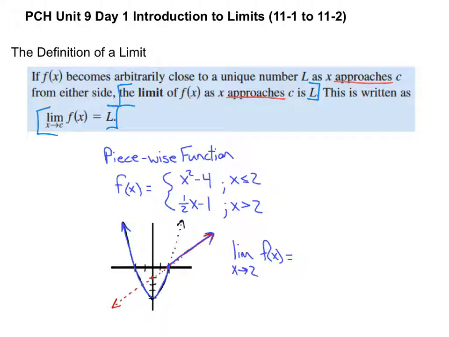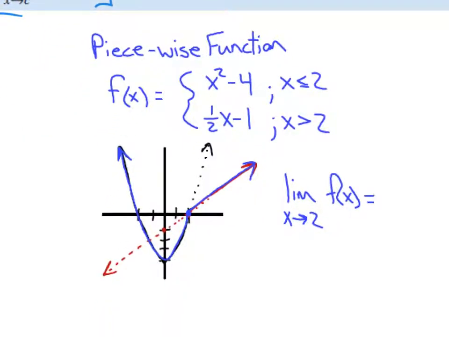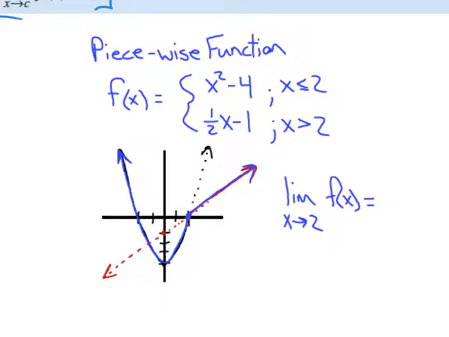Now I gave you a little piecewise function here to illustrate this with. But you'll notice it says x approaches c from either side. So let's actually look at this piecewise function and see what happens here. We'll zoom in a little bit. You'll notice here we're trying to find the limit as x approaches 2. So in that definition, the c that they were talking about is this 2. So this is what we are approaching here, x equals 2.